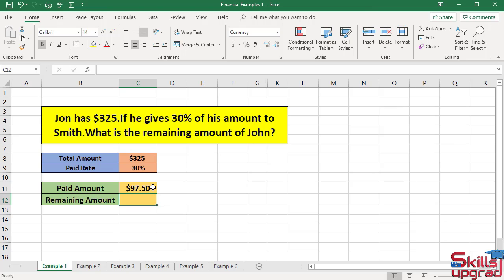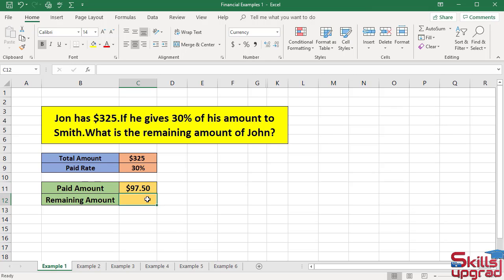So John pays to Smith $97.50 from his money $325. Now I calculate remaining amount of John. He has total money $325. He pays to Smith $97.50. So how much John has remaining amount?